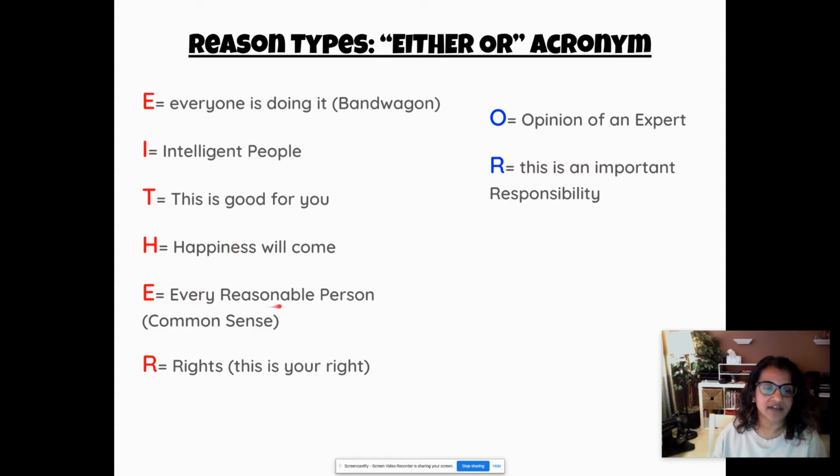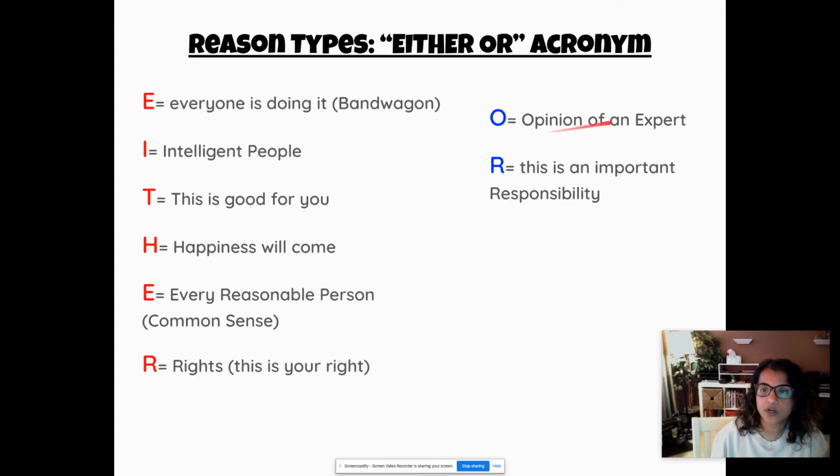E is every reasonable person, and it's just common sense, meaning every reasonable person's doing it. It just makes sense. It kind of goes along with intelligent people, but more like everyday people. R is a good reason. It stands for rights, meaning rights and freedoms. So if you argue that as a reason, you'll have a really strong paragraph.